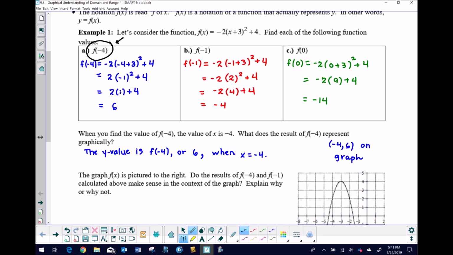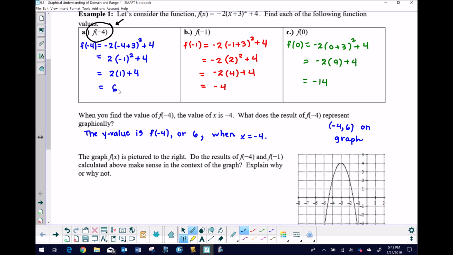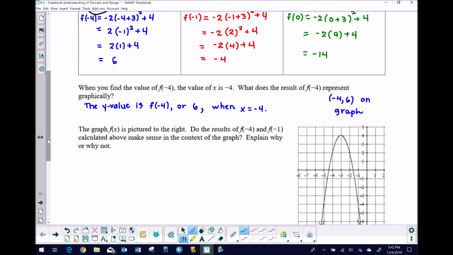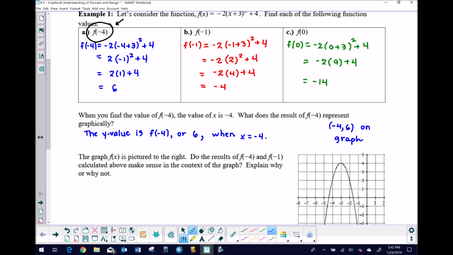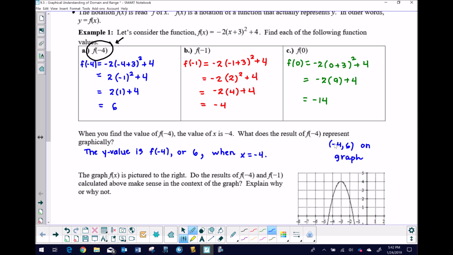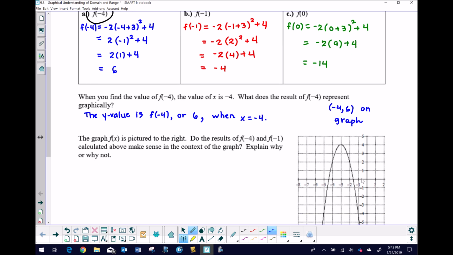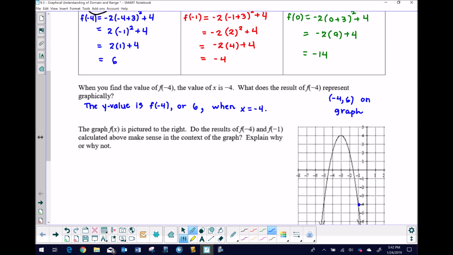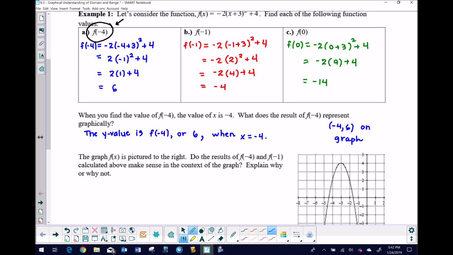So the graph of f of x is pictured to the right. And it asks, do the results of f of negative 4 and f of negative 1 that you calculated above make sense in the context of the graph? Well, f of negative 4, remember, was positive 6, right? And f of negative 1 is supposed to be negative 4. Now, does that mean that I made a mistake?